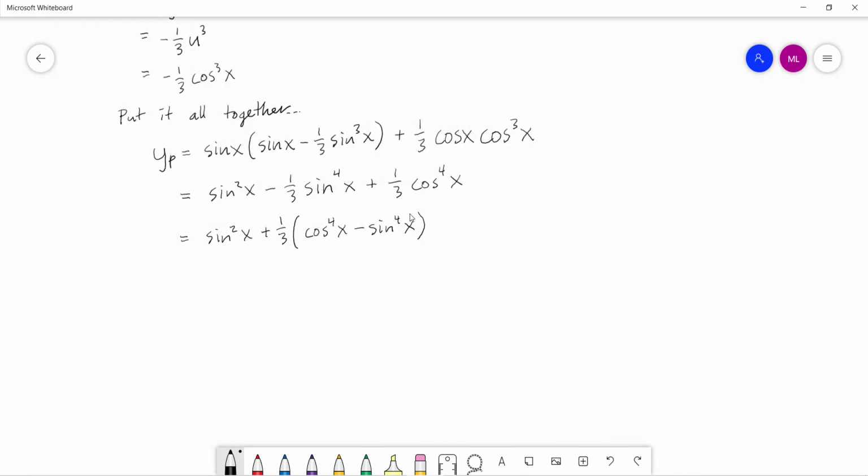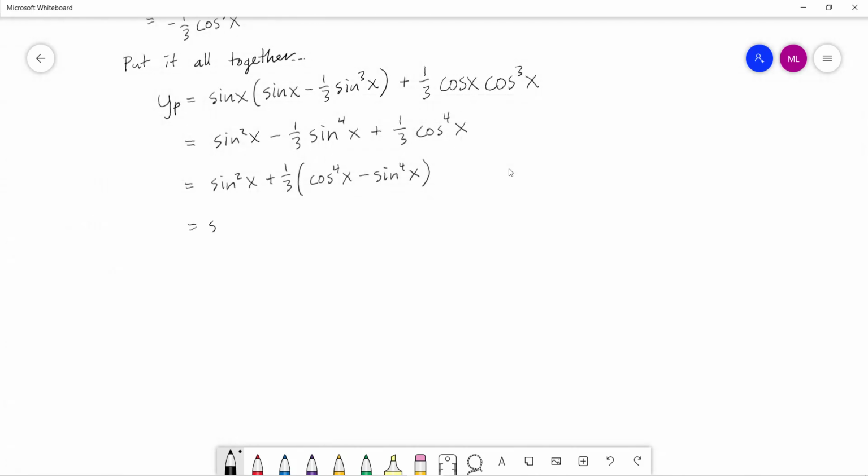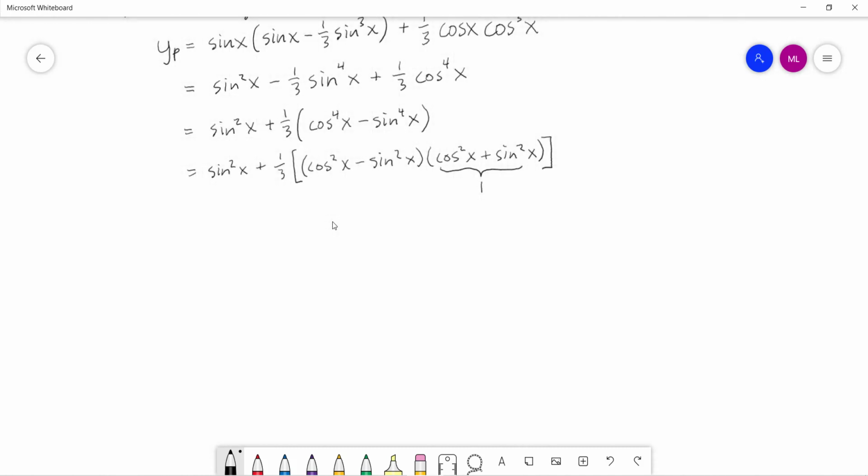This can be thought of as the difference of two squares. So I could write this as a cosine squared of x minus sine squared of x times a cosine squared of x plus sine squared of x. There's my difference of squares. But this piece right here is 1. So I can drop that part out entirely, and we have sine squared of x plus 1/3 of, now we've got a cosine squared of x minus a sine squared of x.